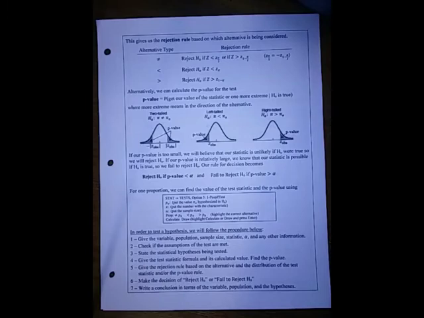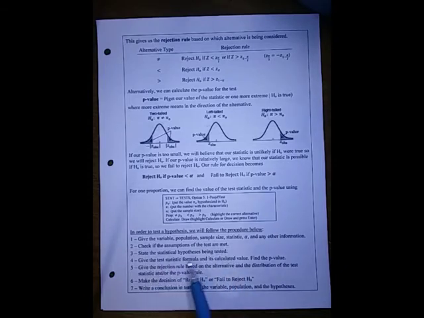In order to test a hypothesis, we're going to write down 7 different things. I want you to give the variable, population, sample size, the statistic, alpha, and any other information in the question. You're going to check if the assumptions of the test are met, which here are n p-hat and n times 1 minus p-hat being more than 5 and n being bigger than 30.